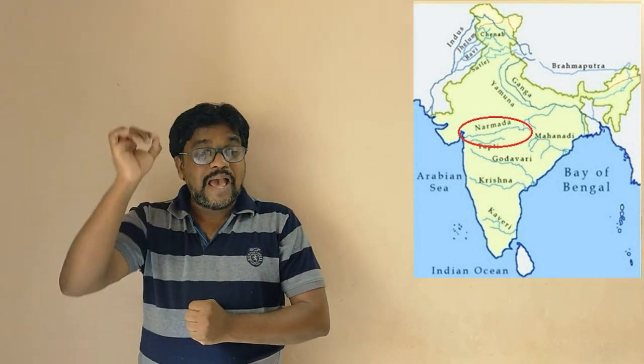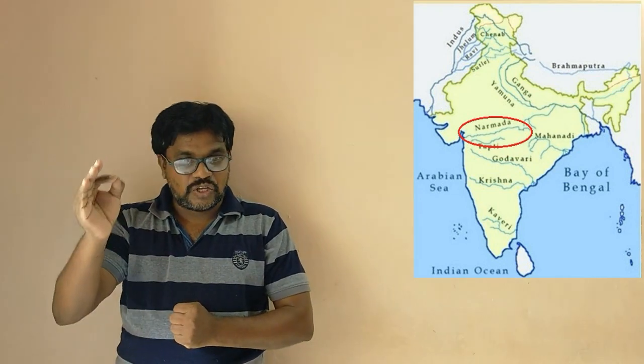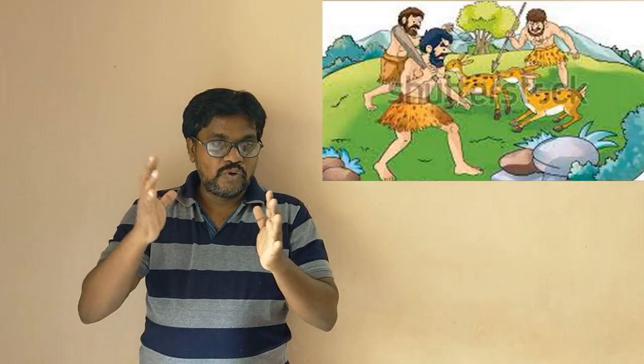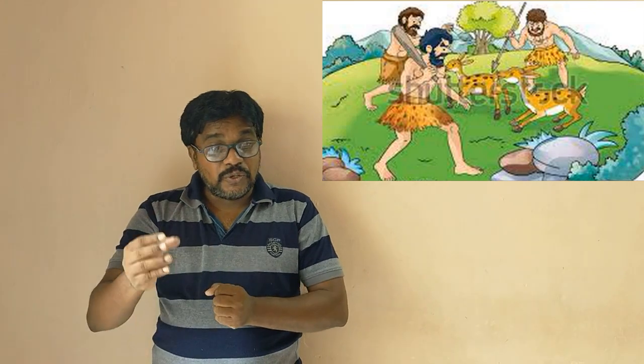Right, children? So can you locate the river Narmada on the map? People have lived along the bank for several hundreds or thousands of years. The earliest people who lived here were skilled gatherers. They used to go around the forest in search of fruits, roots, or they used to hunt the animals and gather the food. That is why they are called hunters and gatherers.